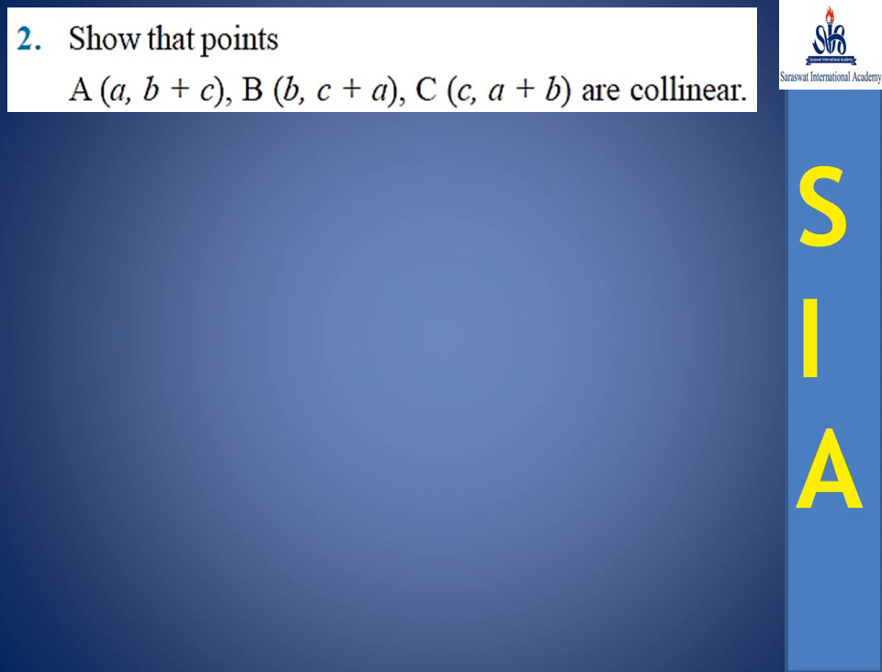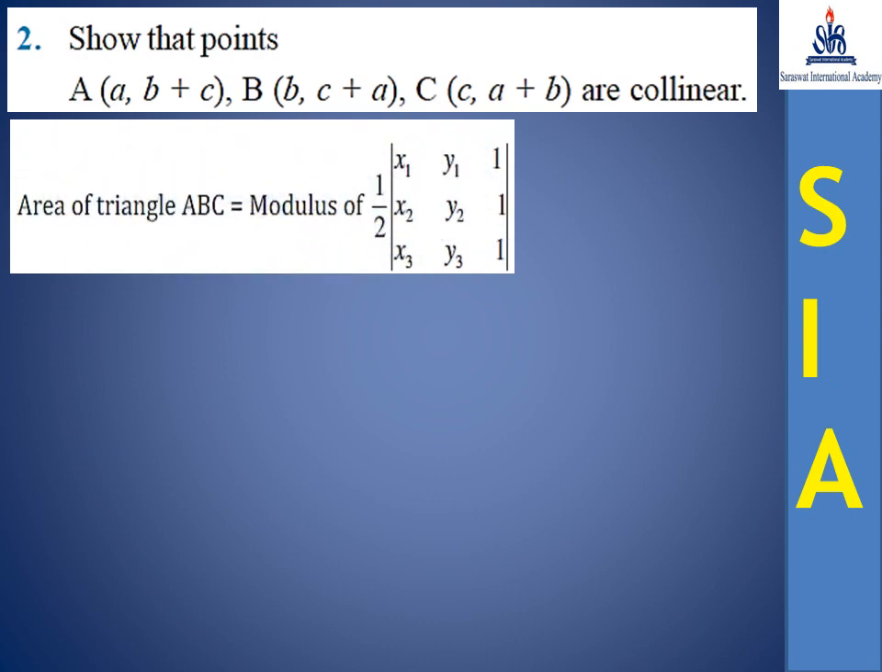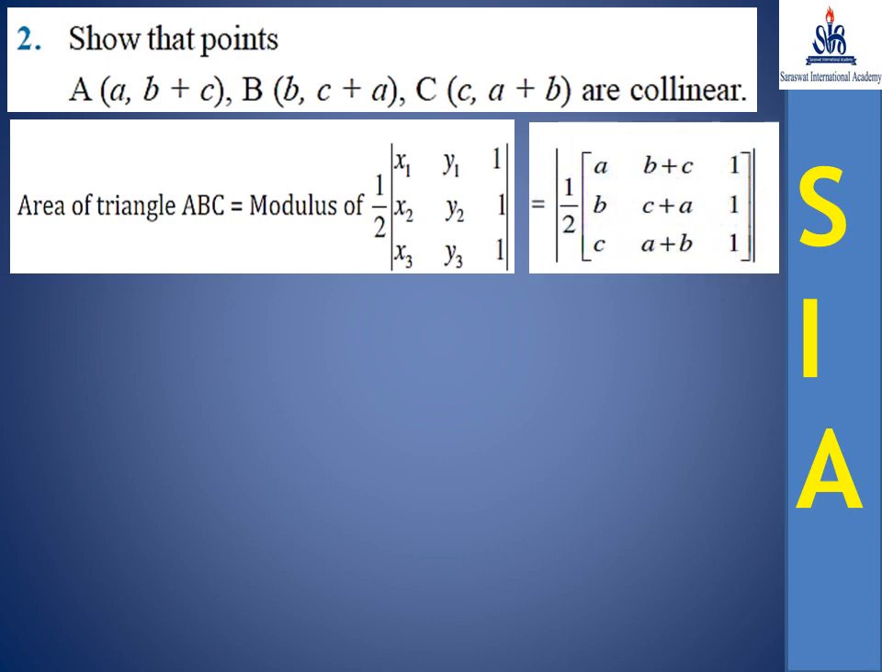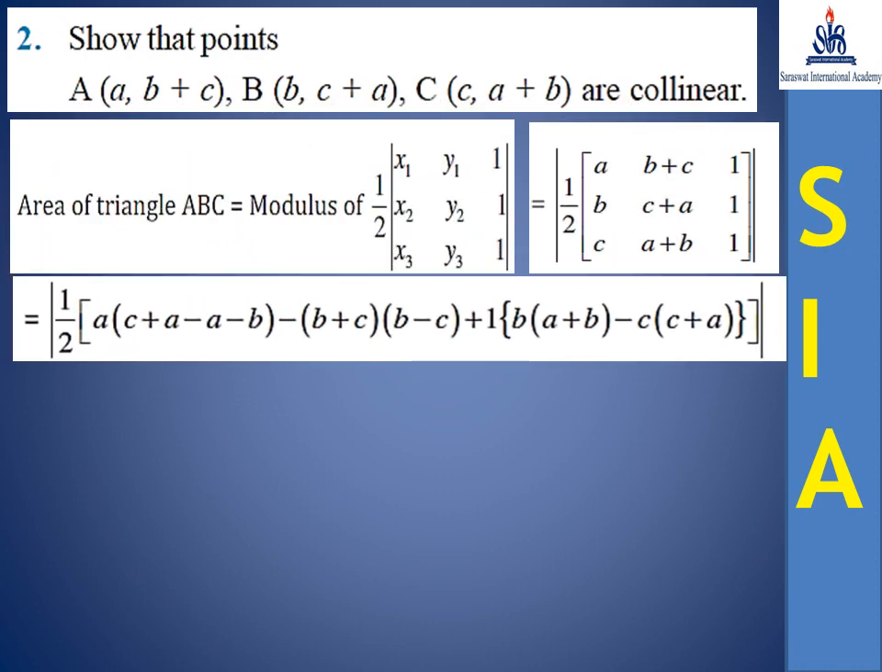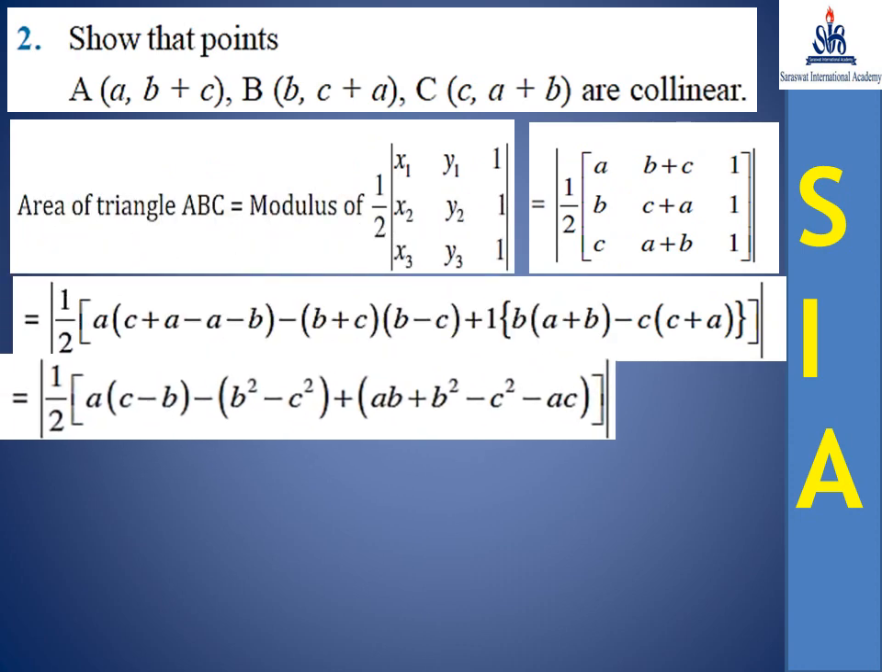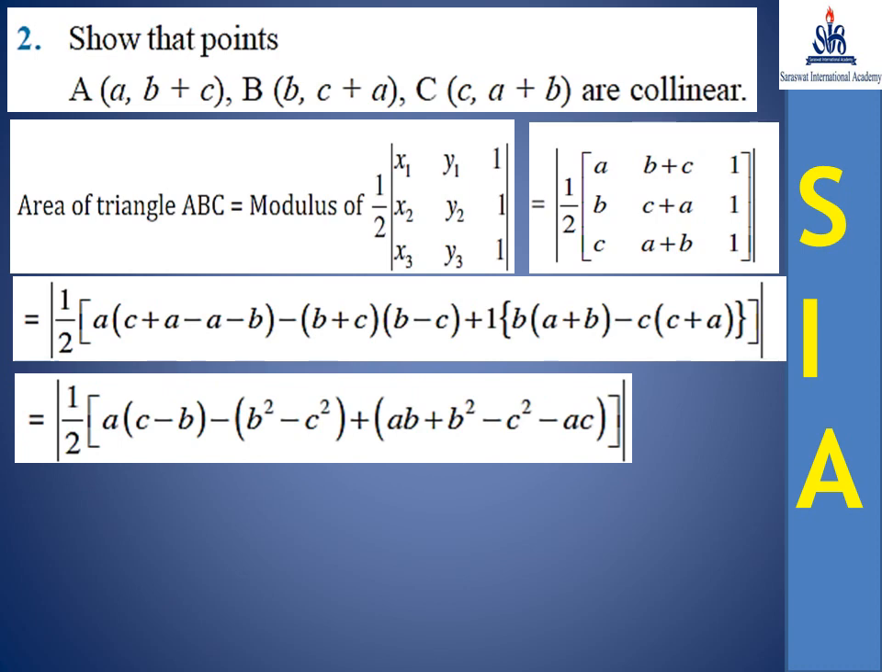So for the area of ABC to be 0, I calculate using the formula for the area of a triangle, modulus half of the determinant x1 y1, x2 y2, x3 y3. Putting values: x1 y1 is a comma b plus c, x2 y2 is b comma c plus a, and x3 y3 is c comma a plus b. Same apply with our formula: for R1, apply row 1 elements in the 3 cross 3 determinant and further calculate. Definitely you get the value in this portion.